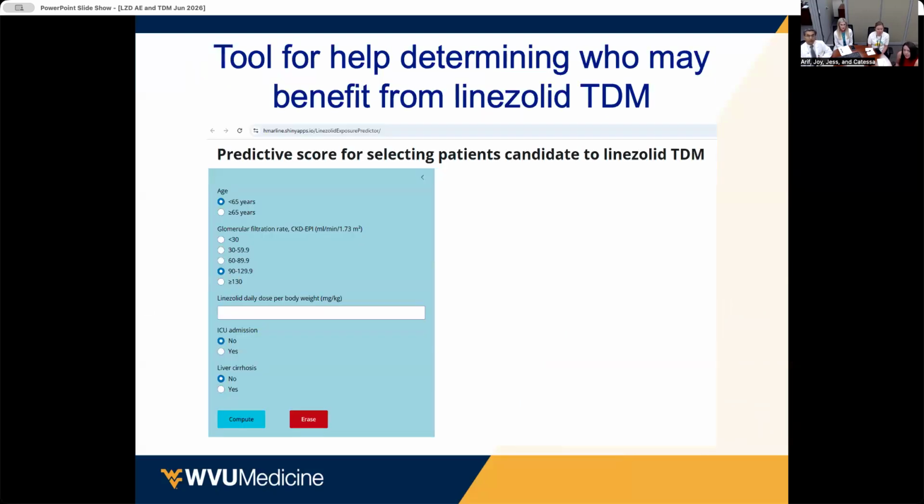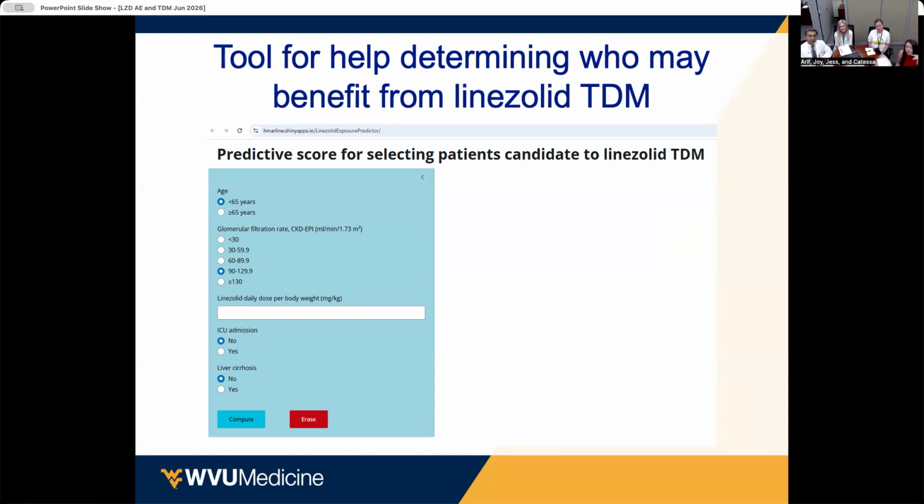I did want to bring this up because I actually didn't know about this until I was doing this presentation. But there actually is a tool online, and this is in the published literature, and I can send out the link to this in the chat, or Chandria, I could send it to you and you could send it out to the participants. It's actually a predictive score for selecting patients who are candidates for linezolid TDM.